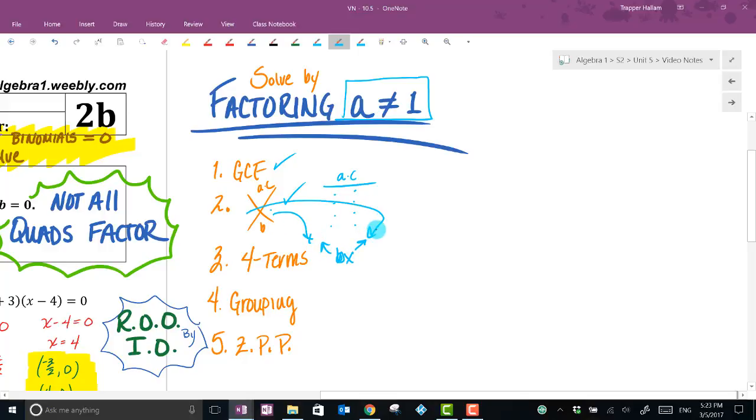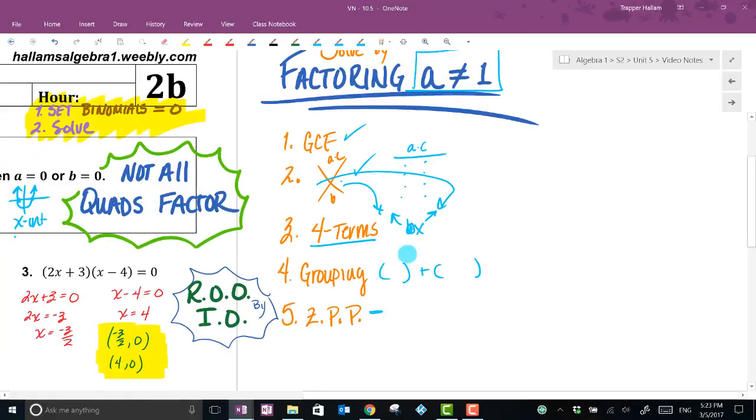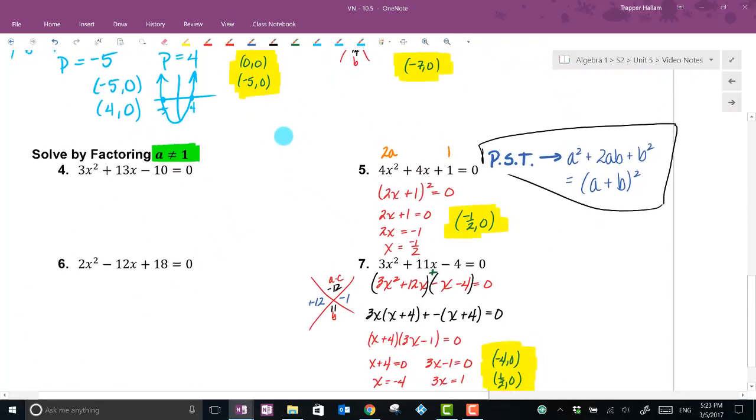right? And then we're going to have 4 terms, in which case we're going to do our grouping, and then we group again. You've seen that before. And then finally, we'll use the zero product property. All right, so let's take a look at one.